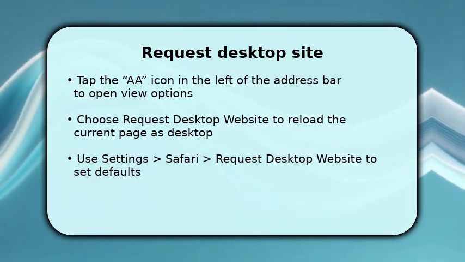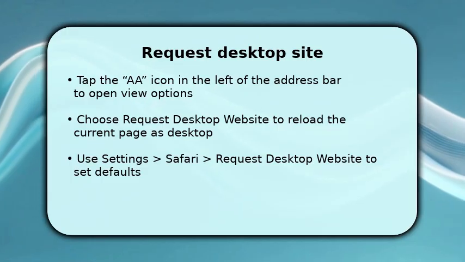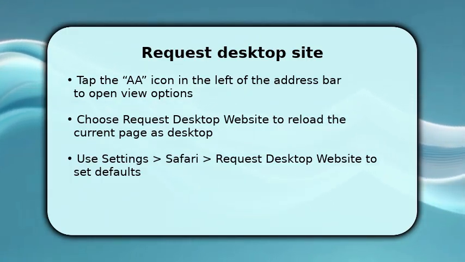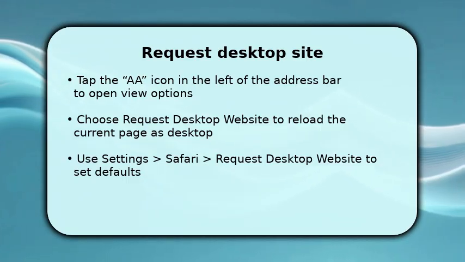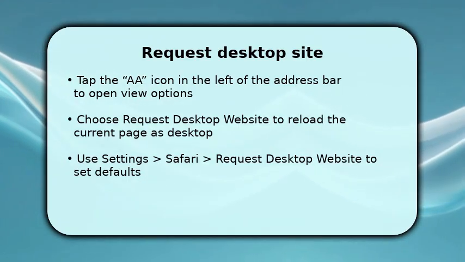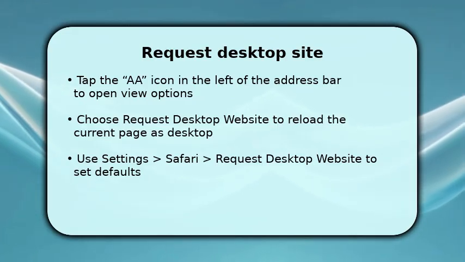If you want this for every visit to that domain, press and hold the refresh button or enable the per-site toggle in Settings, Safari, Request Desktop Website, and flip on the domain. This tells the server you prefer desktop assets. Once done, navigate or reload.